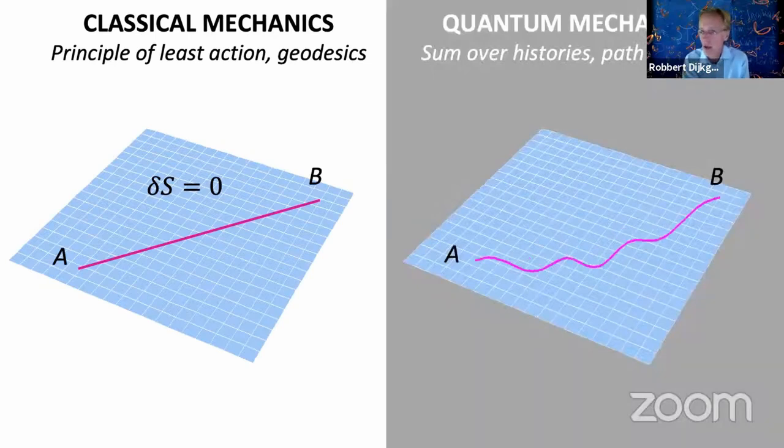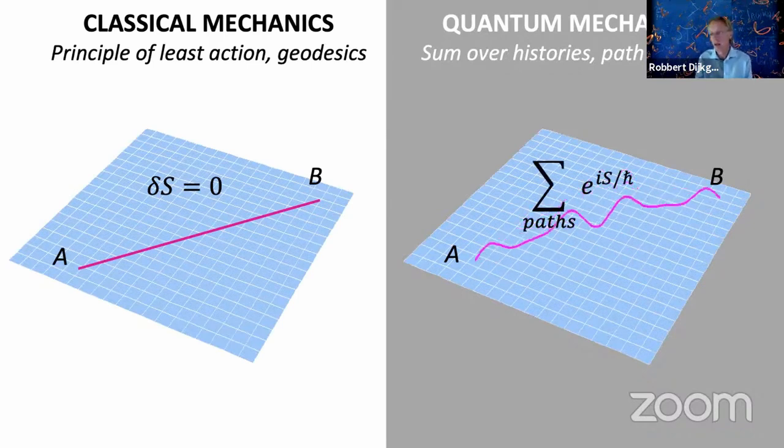In quantum mechanics, we have a very different point of view. We have this view of a sum over histories. In quantum mechanics, you explore all possible paths, and each path comes with a probability amplitude, e to the i S over h bar. So basically, if the action is close to the critical point, it will be a very probable path, and the ones that are far away are much more unlikely. But the mathematics of quantum theory forces you to consider all of the different possibilities at the same time, which I would say is a radically different point of view.